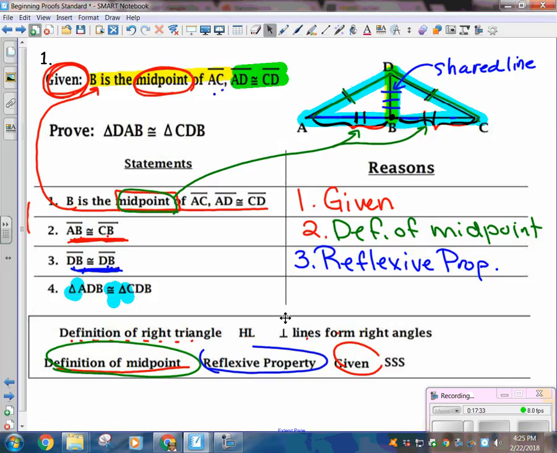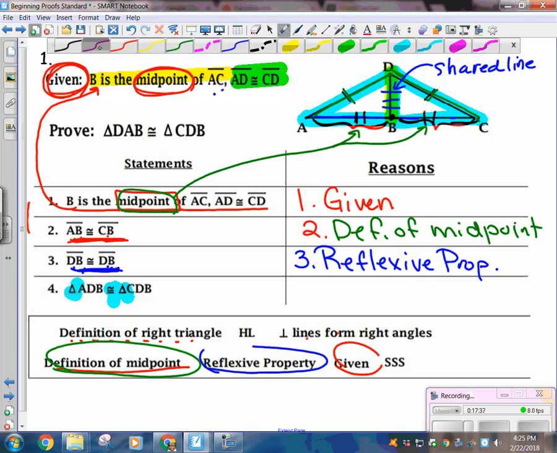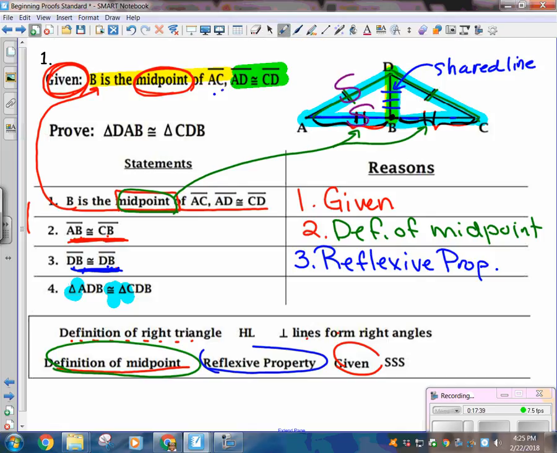And I think if we come back up here and we mark it, like we've been doing before, how do we mark them? This is an S, this is an S, and the third one is a third S. So number 4 reason is going to be side, side, side. So that was the one I needed. That's your first 2-column proof.